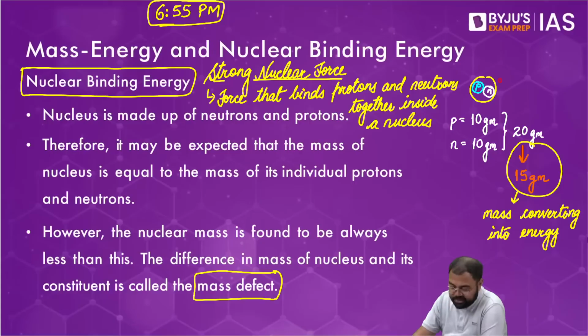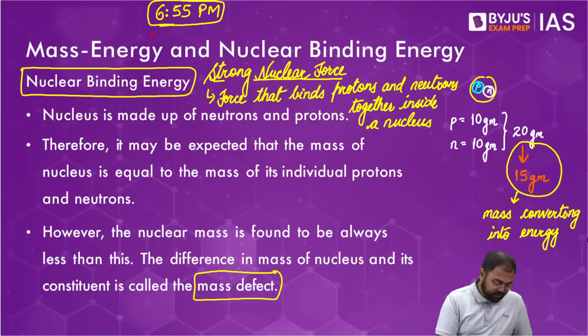How can we define nuclear binding energy? You can simply say that the energy with which the nucleus binds the protons and neutrons inside it is called the nuclear binding energy. So let me just write it.